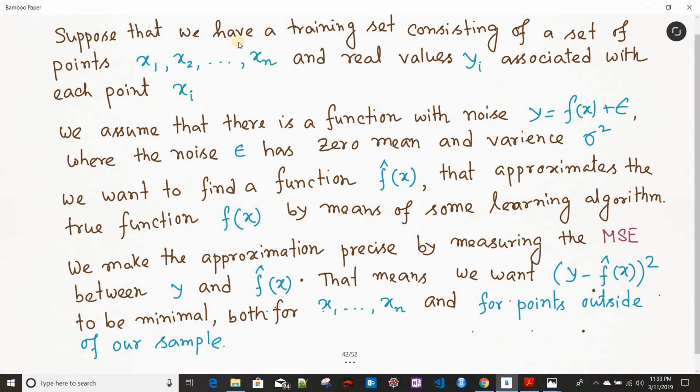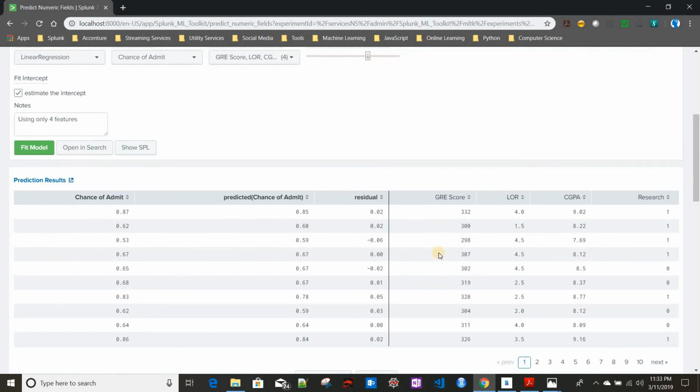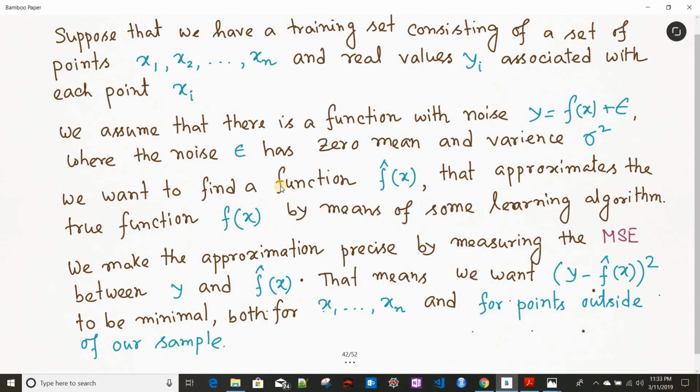Let's suppose that we have a training data set consisting of our x1, x2, ..., xn values, and we have the corresponding real values y1, ..., yn associated with those points, just like our simple linear regression. For a particular feature we have x1, x2 values and their corresponding y values. And we assume that there is a function with noise. This is our actual function.